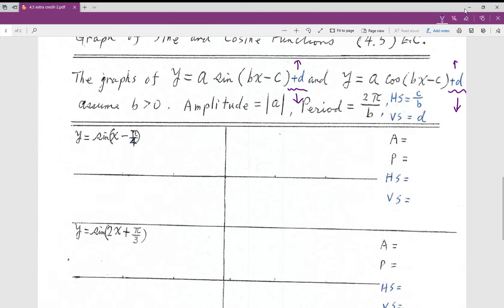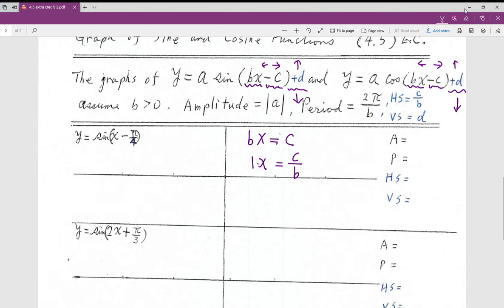This is not too hard, but the hardest part is when you have x minus c, what happens? So x minus c means you shift to left or right. But how many steps? Not c. C is for bx. You shift left or right c steps for bx. But for 1x, you need to shift c over b.